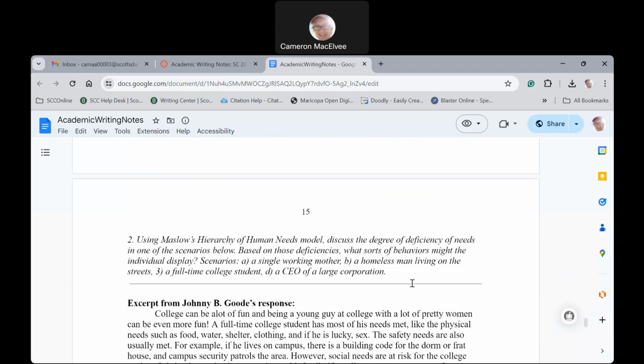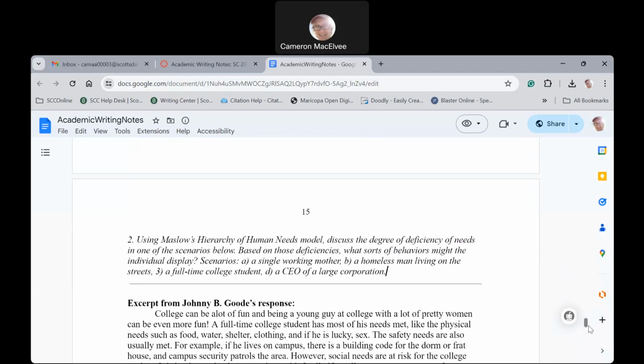Okay, so here's the question. There were 3 questions, but I chose this question and then I chose 3 students' responses to it. The question is, using Maslow's hierarchy of human needs model, discuss the degree of deficiency of needs in one of the scenarios below. Based on those deficiencies, what sort of behaviors might the individual display? The students could choose to write about a single working mother, a homeless man living on the streets, a full-time college student, or a CEO of a large corporation.